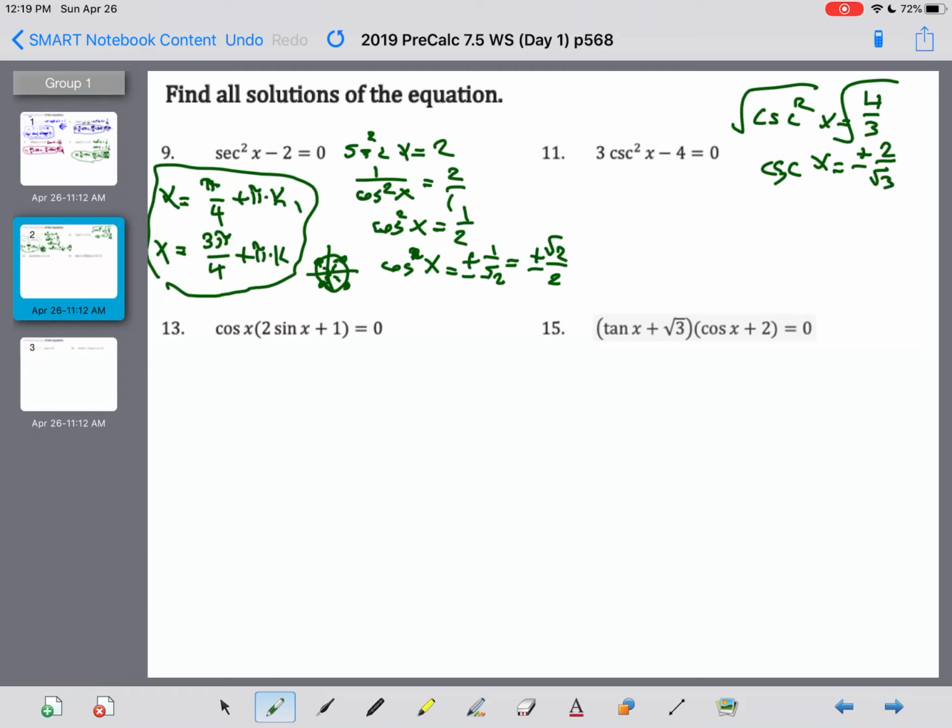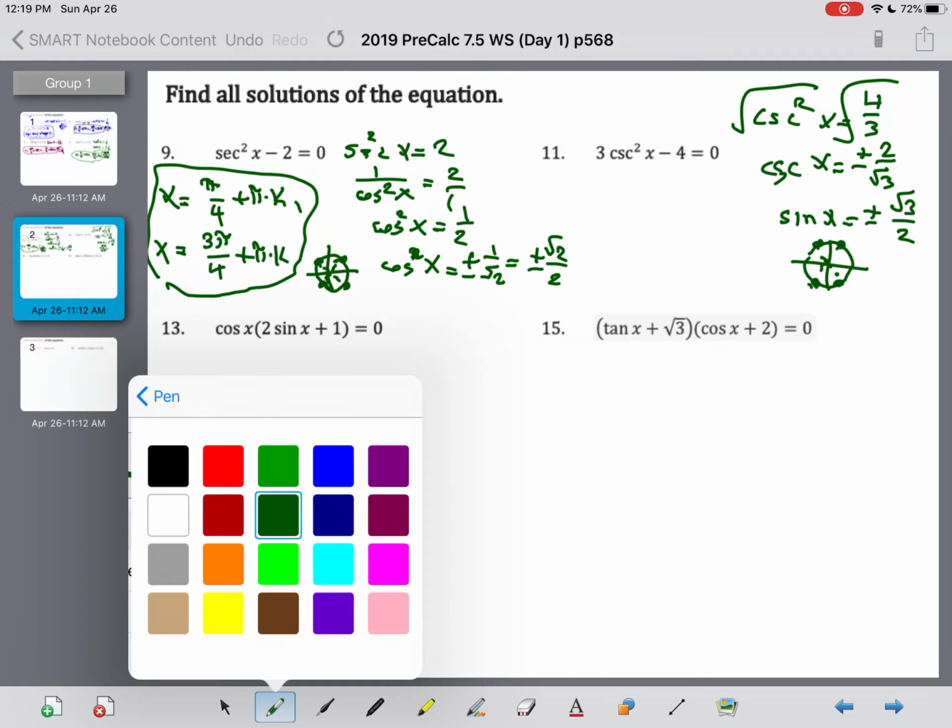And cosecant is 1 over sine, so I reciprocate. So I get sine of x equals plus or minus root 3 over 2. So again, my unit circle view of this is going to be here, here, here, and here for my sine values. Again, I've got these kind of diagonal ones here. So I'll change colors here. Should have done that already.